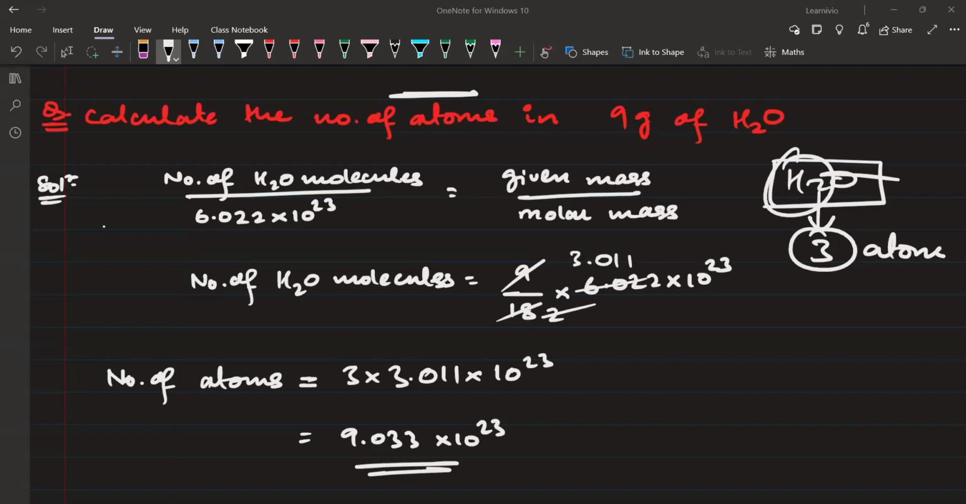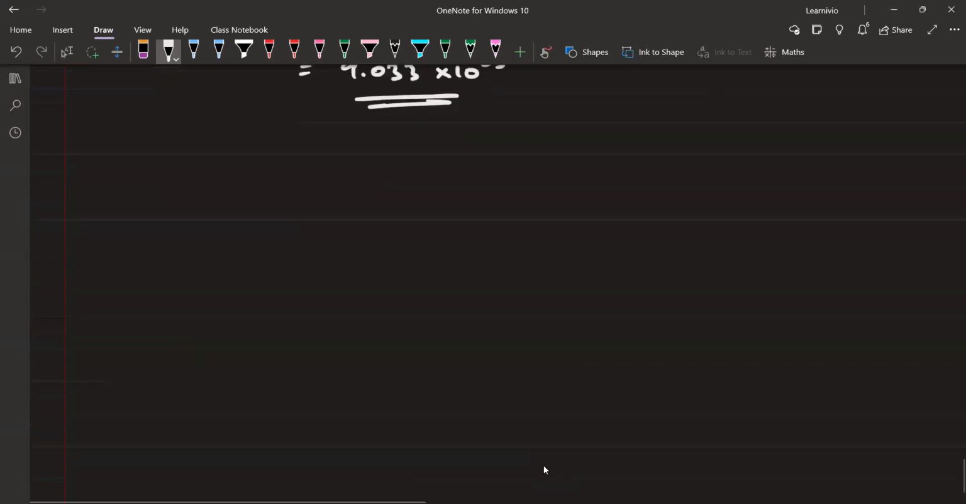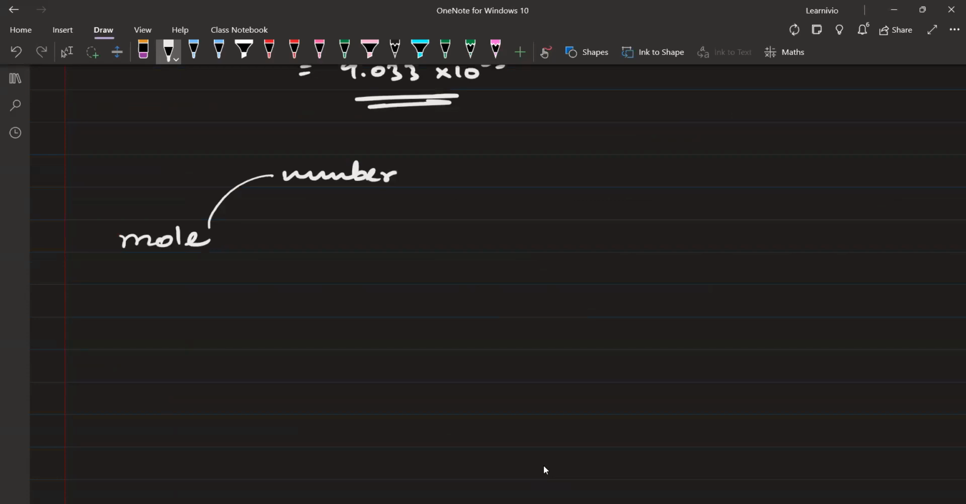I hope you have noted this down. I hope all of you understood everything. It's a very important class. In this, we have studied a very new thing, that is the concept of mole. We have studied mole as a number, mole as mass, and mole as volume of gas at STP.